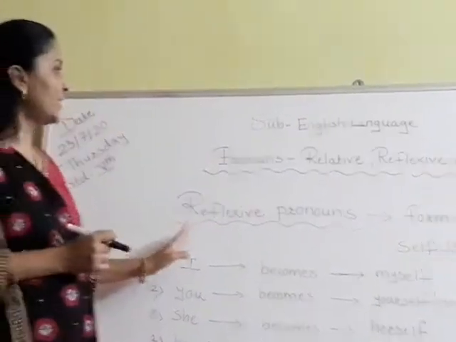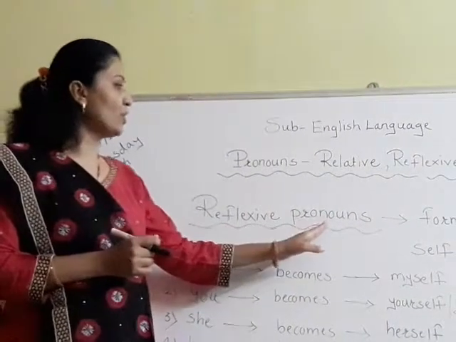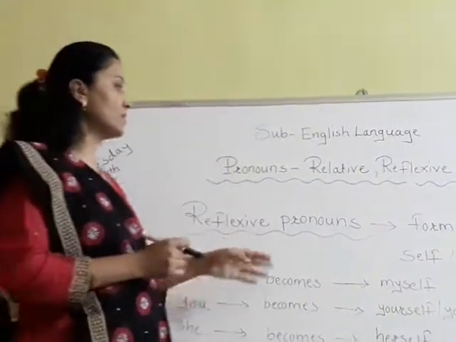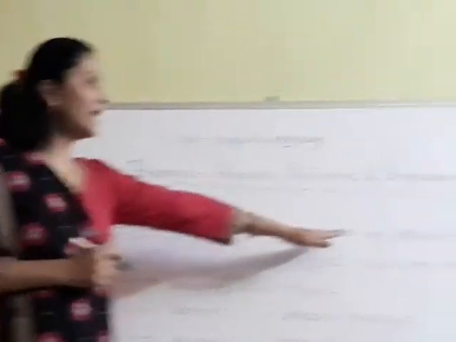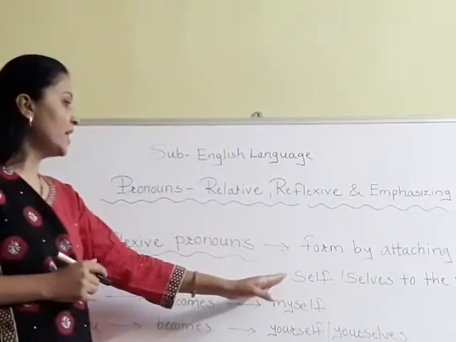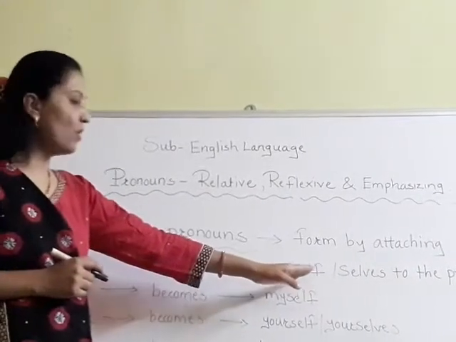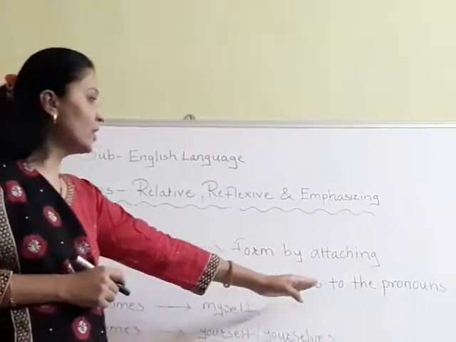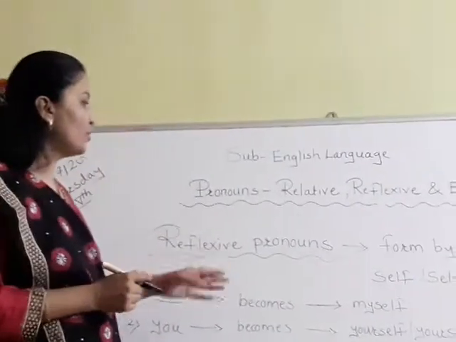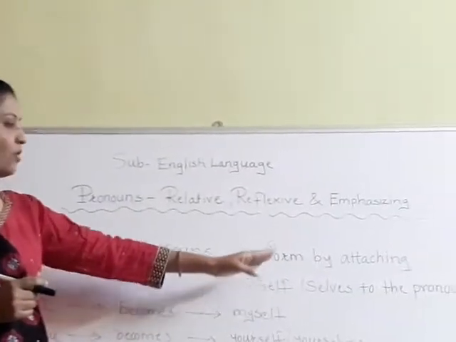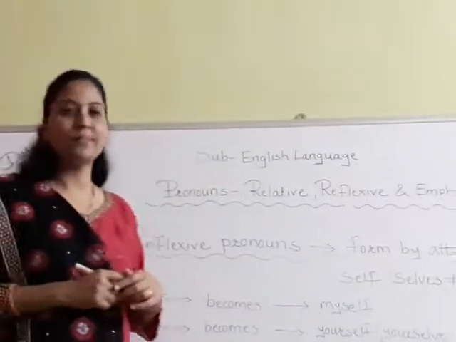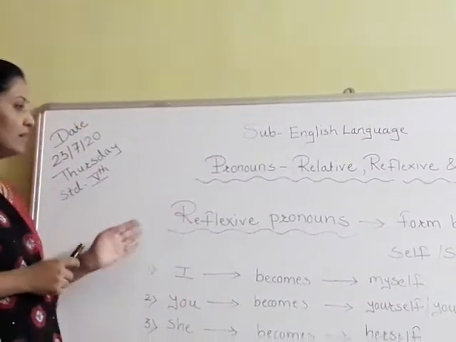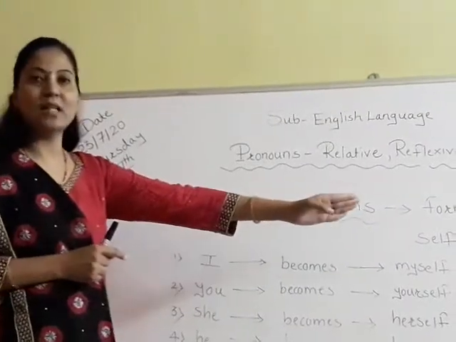Now the next type is reflexive pronouns. Reflexive pronouns are the words formed by attaching self or selves to the pronouns. It means we have to add these words self or selves to the pronouns. Now see how we can add self or selves to the pronouns.